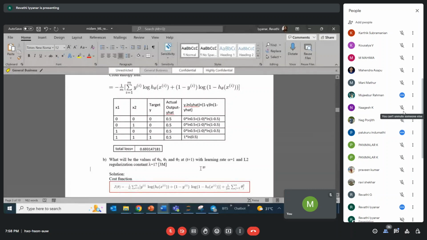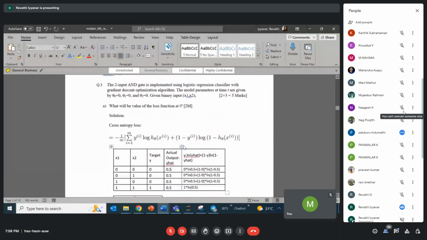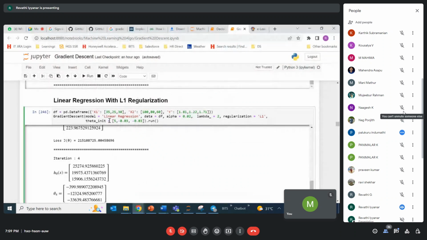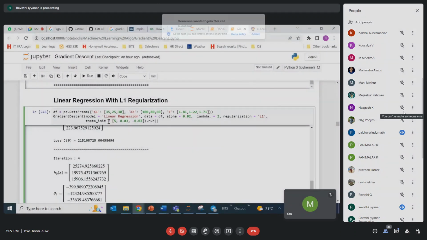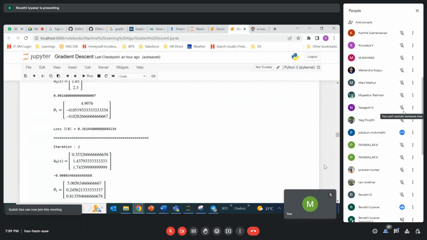Okay. Here the initial values also we can change. Suppose here it is 0, 0, 0. That's why we are getting 0.5, 0.5 and all. So we can change those initial values in the code, the initial values of theta 0, theta 1, theta 2. This is with theta underscore init, this parameter, right?